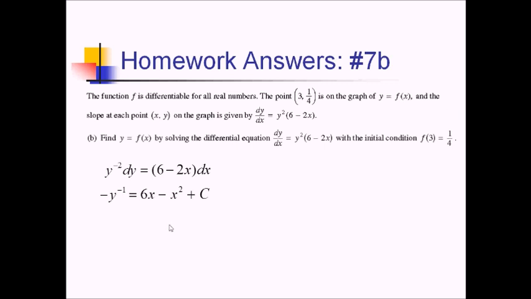Moving on then, we're going to plug in our initial point. So we have a y value of 1/4 that's going in over here. So I have negative (1/4) to the negative 1. And over here I've got 6 times 3 minus 3 squared plus c. On the left side, this is really 4 if you take the reciprocal, and then it's negative 4. Over here on the right side, this is 18 minus 9, which is 9.